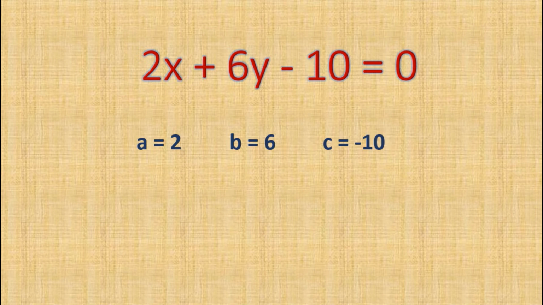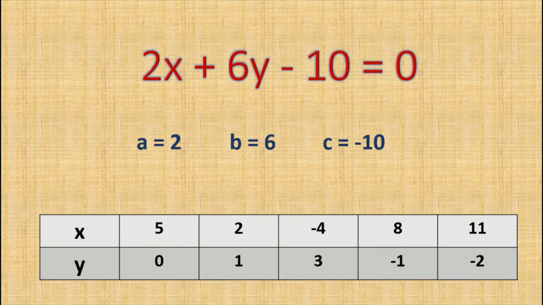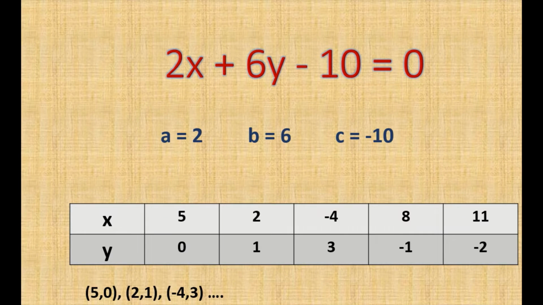If we compare it with the standard form, then a equals 2, b equals 6 and c equals minus 10. Then we have to create the solution table. That means we put in some x values and get the corresponding y values, and make a solution table like this. The points we write as ordered pairs, meaning within the brackets, the first value represents the x value and the second value represents the y value.